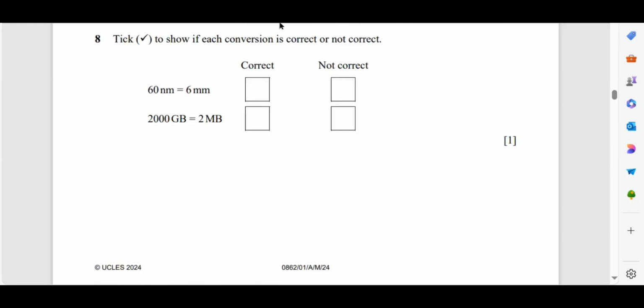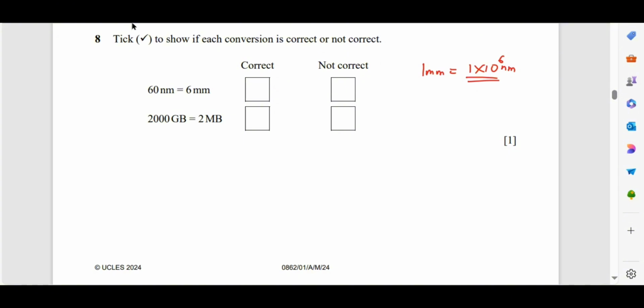Okay, in this question, they ask us to show if each conversion is correct or not. Okay, they are asking us this conversion, is it correct, or this conversion, is this correct? This 60 nanometer to millimeter. Of course, 1 millimeter is equal to 1 times 10 raised to power 6 nanometer. So you can see that it is an extremely little measuring unit for length.